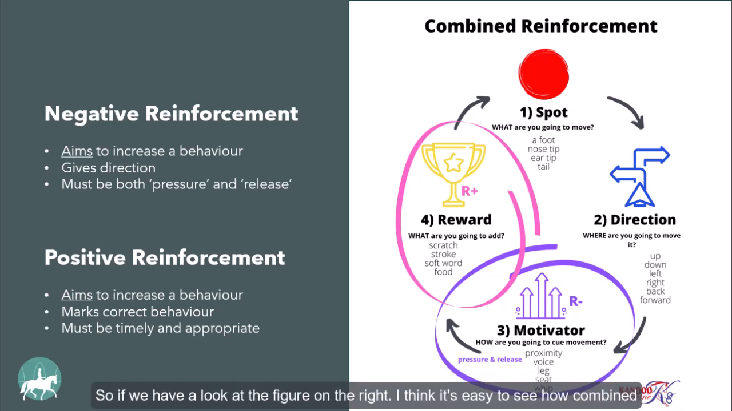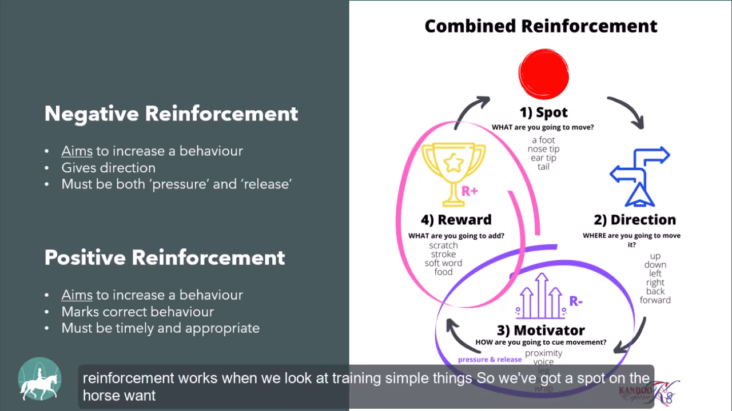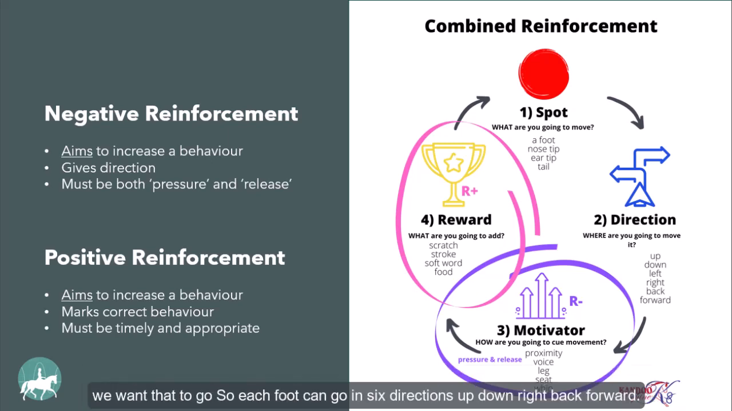So if we have a look at the figure on the right, I think it's easy to see how combined reinforcement works when we look at training simple things. So we've got a spot on the horse we want to move. It might be its foot, it might be the horse's nose, it might be the horse's ear. It could be anything we want to move on the horse. So we say maybe his foot. We then have a direction we want that to go. So each foot can go in 6 directions: up, down, left, right, back, forward.